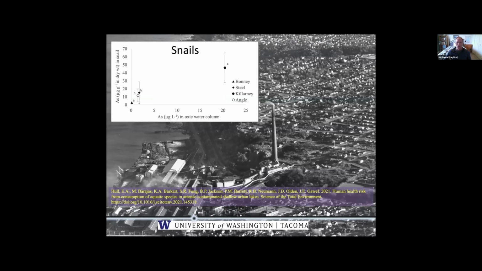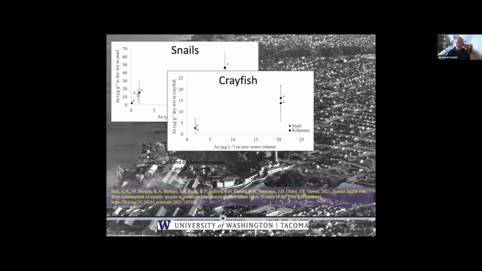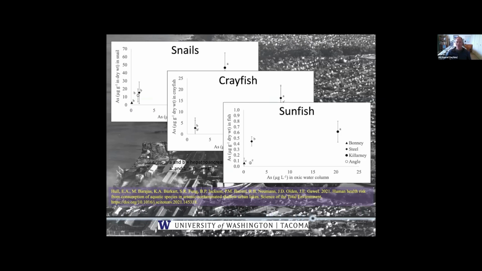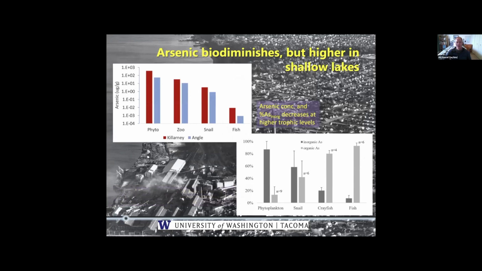Chinese mystery snails were introduced into the US as a food source for migrant labor in California. Crayfish and sunfish are both harvestable species in Washington. Arsenic concentrations in their tissues increase with the concentration of arsenic that makes it into shallow oxygenated waters and nearshore sediments. Arsenic does not biomagnify, however, like mercury. Rather, it biodiminishes as it moves up the food chain. In addition, arsenic is transformed into less toxic forms as it moves up the food chain. Therefore, human health risk is higher for those consuming species lower in the food web, like snails and crayfish.